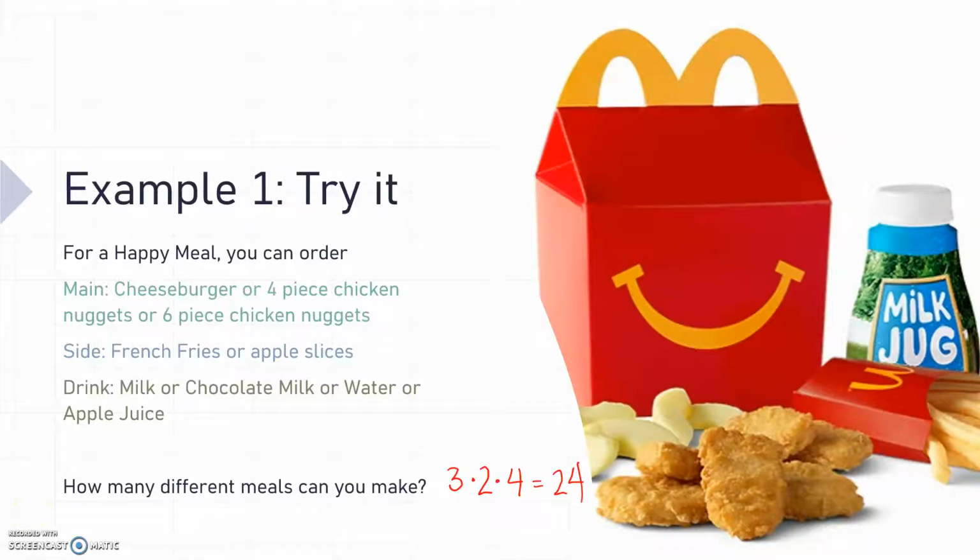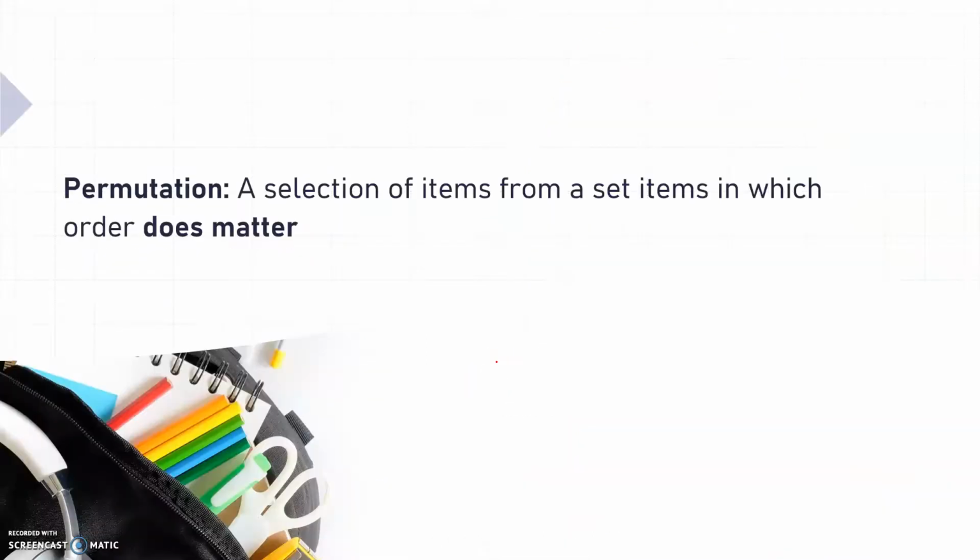Since there were 3 different main dishes, 2 different sides, and 4 different drinks, there would be 24 different meals altogether. We could also solve this problem by drawing a tree like I did for the previous problem, but that gets tedious, especially as you get more options.